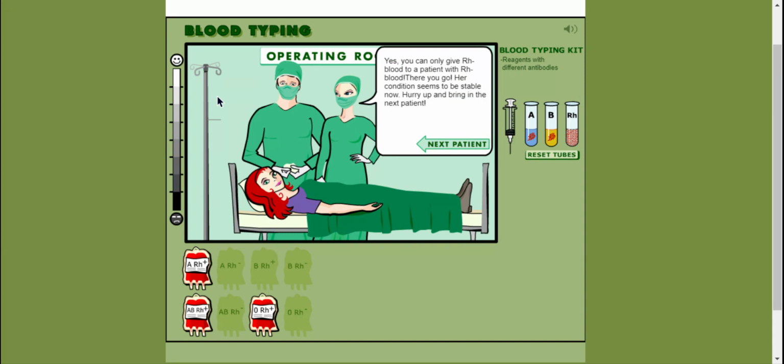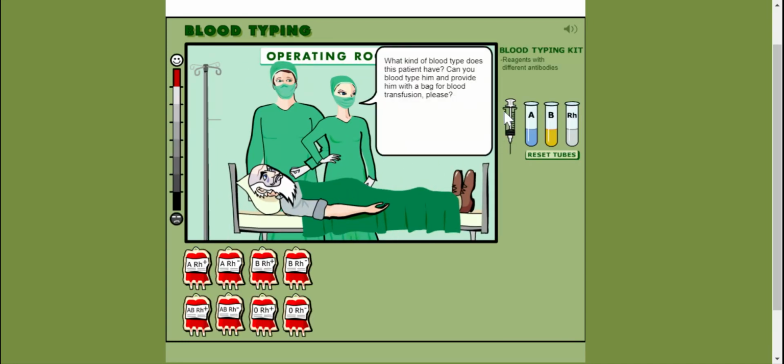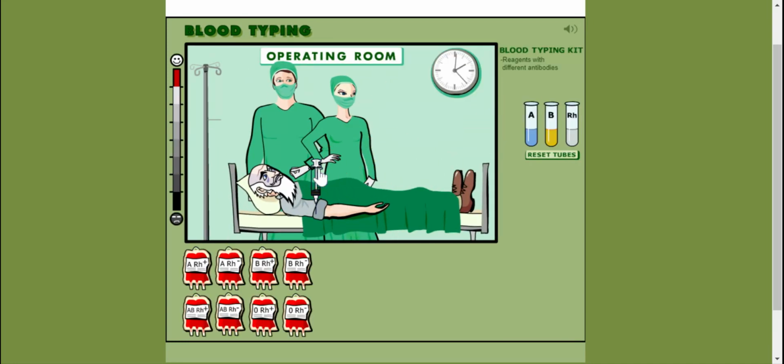So again, remember, the takeaway is agglutination tells me what is on the surface of the person's blood cells. And remember that negative individuals may only receive negative blood, but people that are positive could receive either form. So let's take in this old guy. Let's see what he has. Let's pull some blood.